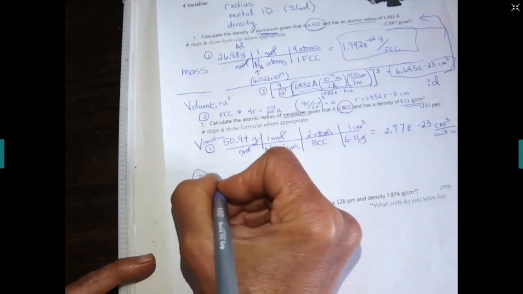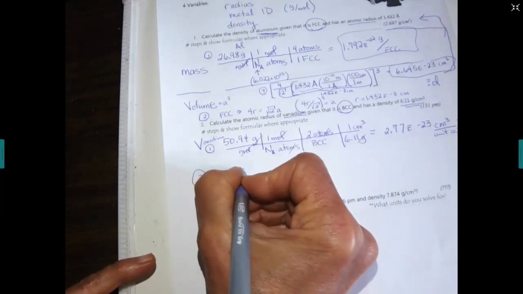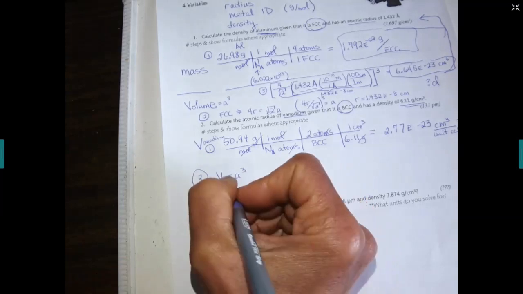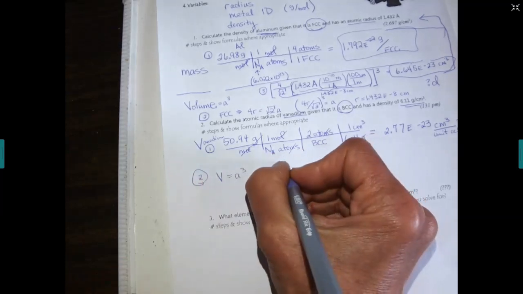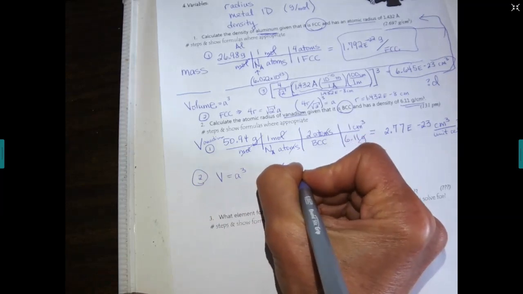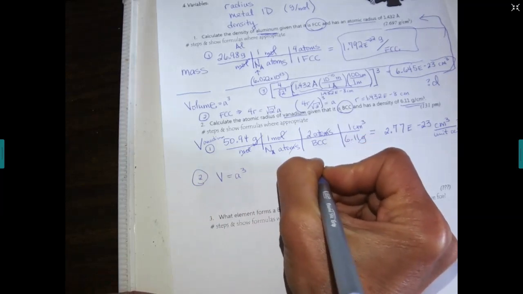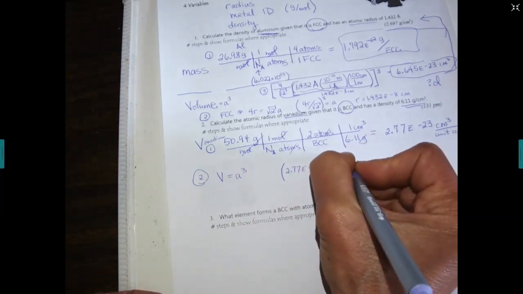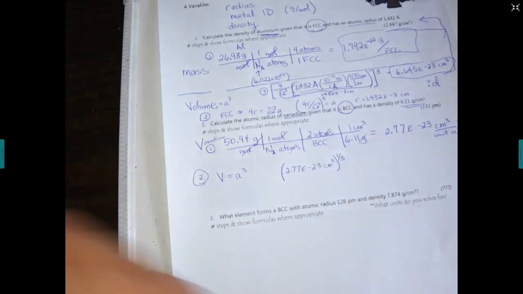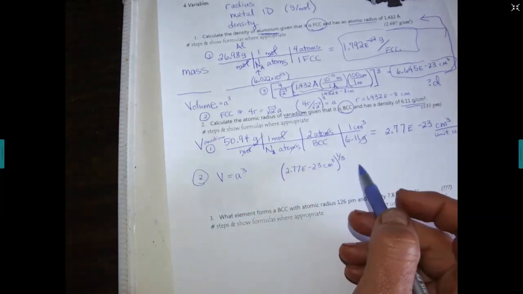Step 2 is volume equals a cubed. So if you take the cube root of the volume, so we take our number 2.77 e to negative 23 cubic centimeters, and we take it, you can either write it as the cube root, if you just know how to write a cube root, or you just take it to the 1/3 power.